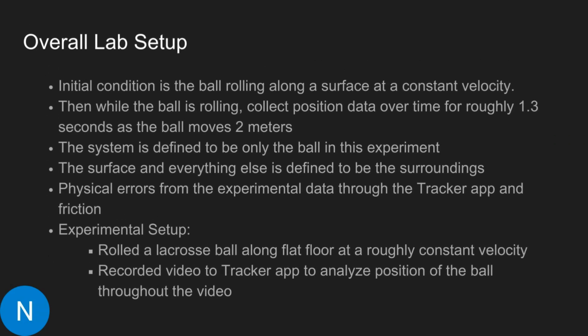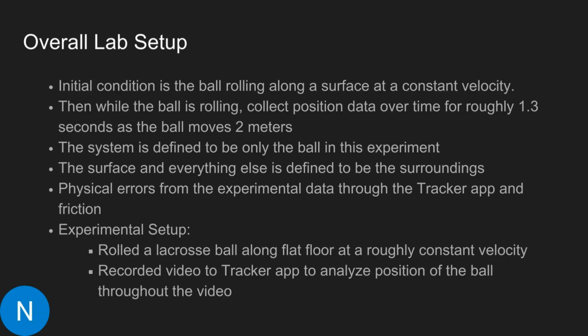So here's the lab setup. The initial condition is the ball rolling along a flat surface at a constant velocity. When the ball is rolling, we're collecting position data over time for 1.3 seconds as the ball moves roughly 2 meters. The system is defined to be only the ball and the surface, and everything else is the surroundings. Physical error from the experiment is from the Tracker app and friction.